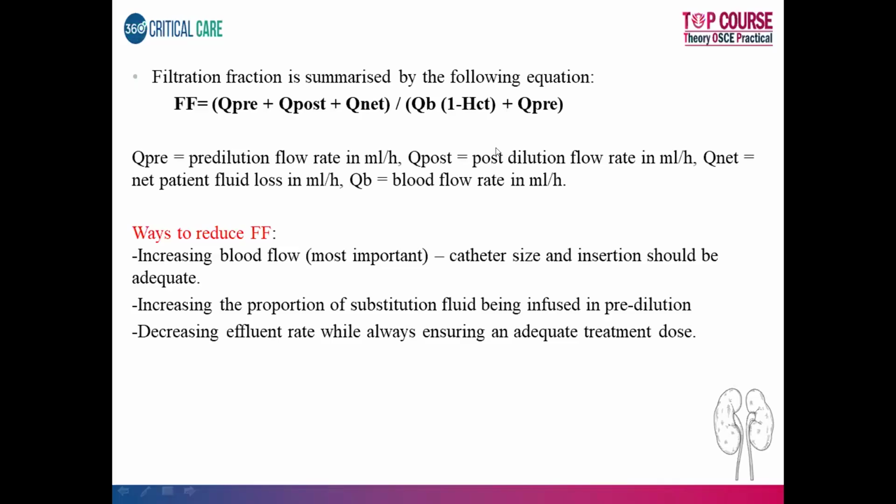And the third one is basically effluent flow. So it is in the numerator. So we need to decrease the effluent flow, but at the consequence of inadequate or ineffective removal of the solutes or solvents. So this is the last way of reducing the filtration fraction. Two important ones: one is increasing the blood flow, second is pre-dilution replacement fluid. Okay.